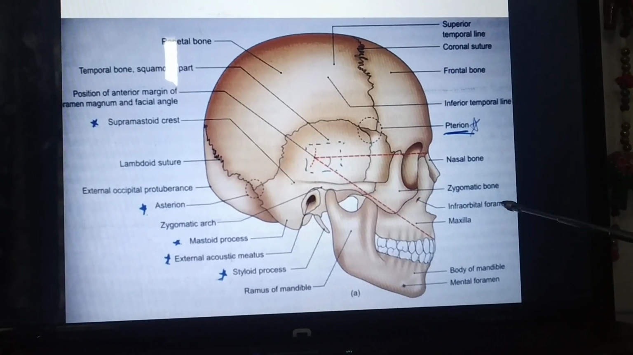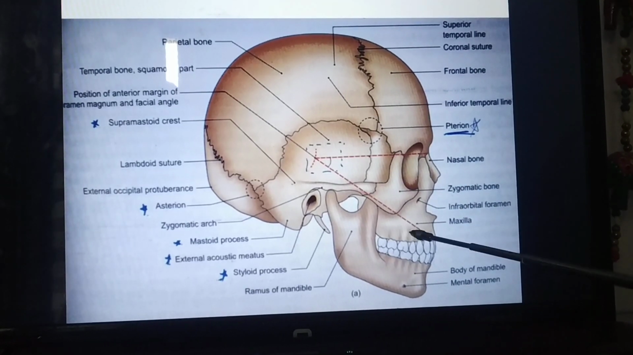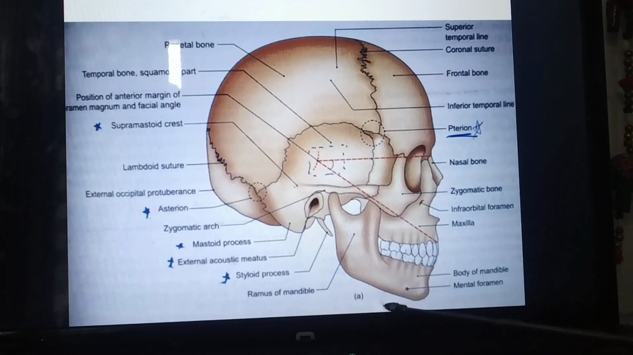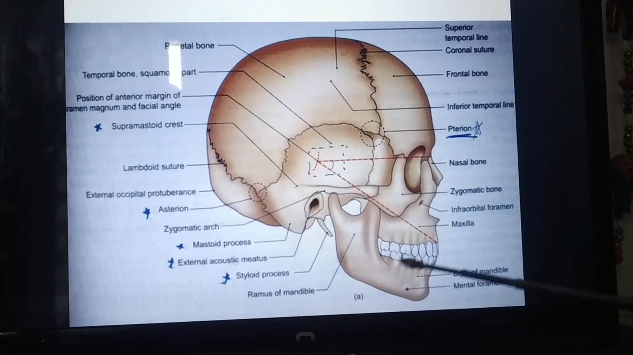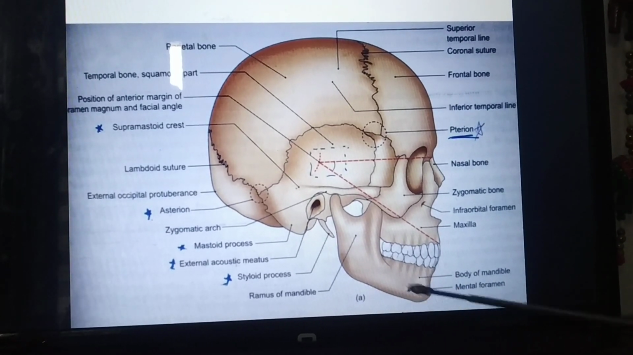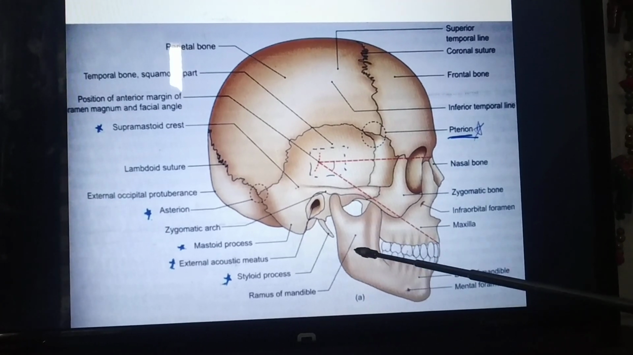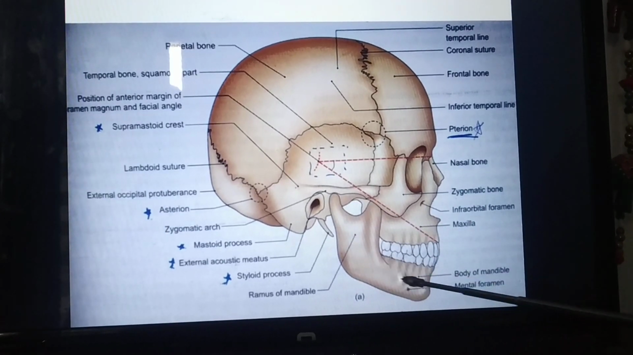This is the infraorbital foramen that we see in the front. The maxilla, body of the mandible. This is the body of the mandible. This is the mental foramen from where the mental nerve comes out. This is the ramus of the mandible. This is the ramus. This is the body.